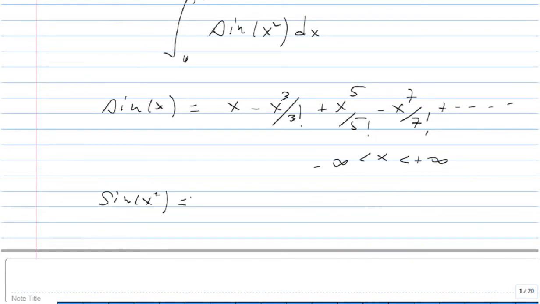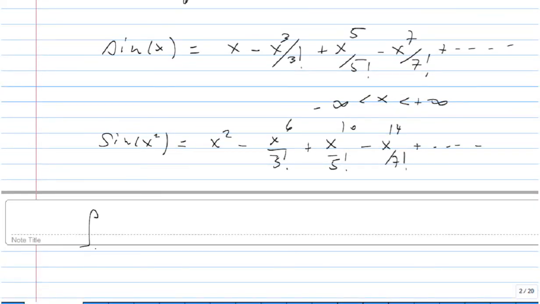So this will be x squared minus (x squared) cubed, that's x to the 6 over 3 factorial, plus (x squared) to the fifth, that's x to the 10 over 5 factorial, minus (x squared) to the power 7, that's x to the 14 over 7 factorial, etc. Now we integrate from 0 to 1, and keep in mind that the integral from 0 to 1 of x to the power k dx is x to the power k plus 1 over k plus 1 from 0 to 1, and that's 1 over k plus 1, because 1 to the power k plus 1 is 1, and 0 to the power k plus 1 is 0.